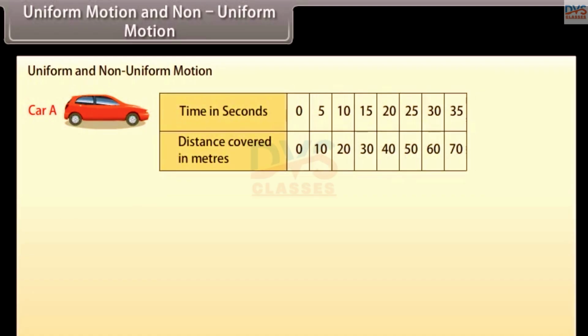Uniform motion and non-uniform motion. To understand uniform and non-uniform motion, let's take one example. Look at this table. This is the distance covered by a car A. We can see that in 0 seconds it covers 0 meters. In 5 seconds it covers 10 meters. In 10 seconds it covers 20 meters and so on.